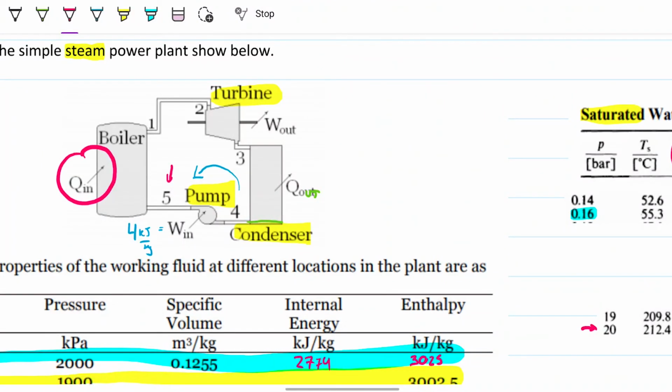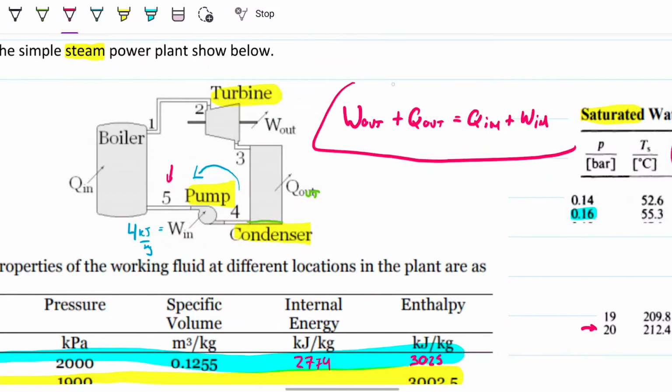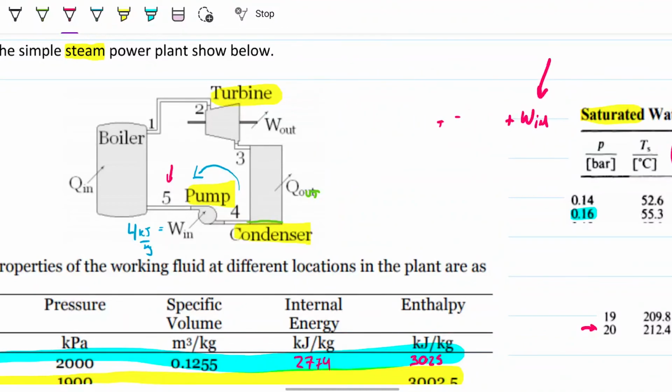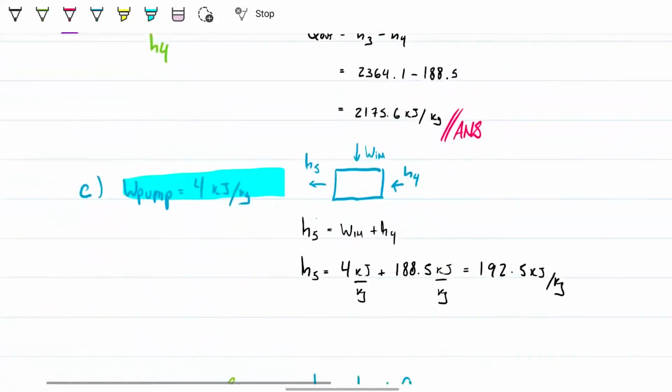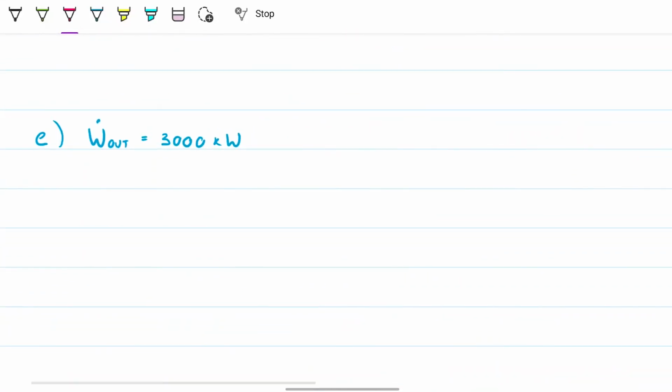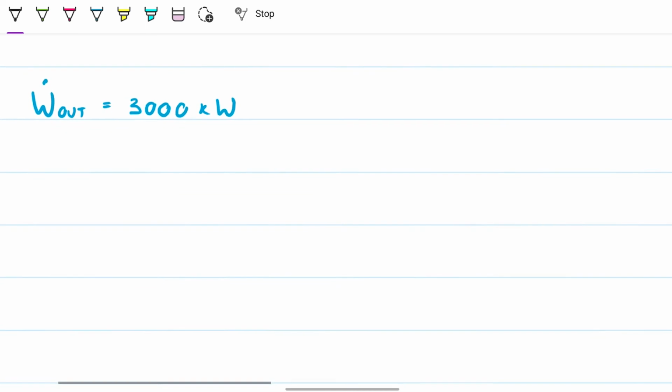If we do an energy balance on this whole system, we need to say that the work going out plus the heat going out needs to be equal to the heat going in plus the work going in. In other words, we're not violating any of the laws. This is super small, this is super big, so these guys are responsible for balancing it out. We need a lot of energy going in, little heat going out, so that the first law is not violated.